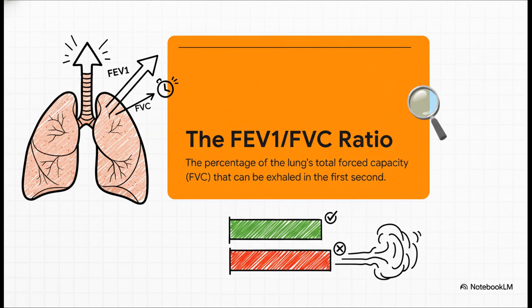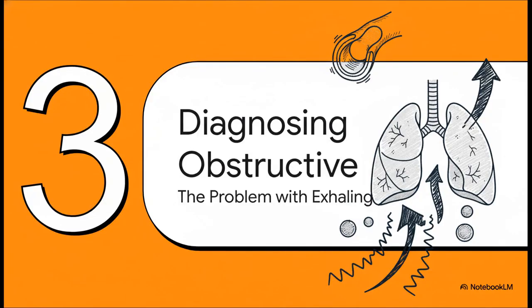So, FEV1 is the forced expiratory volume in 1 second. Basically, how much air you can blast out in that very first second. In a healthy person, you should be able to get at least 80% of your total lung capacity out in that first second. When that ratio drops below 70%, that is the definitive indicator of an obstructive problem. So that sub 70% ratio points us straight toward the obstructive diseases. And in conditions like COPD or asthma, the fundamental problem isn't about getting air in. No, the real struggle is getting all that air back out.